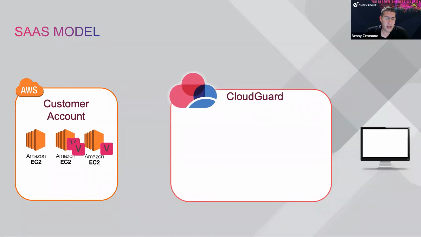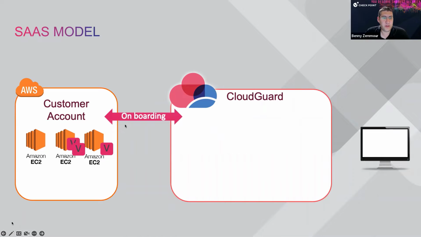I will focus on the SaaS model. This is what is working now, and we already have customers that are using it. The SaaS model means that all the scanning is on our side. On the left side we can see a customer's account with some VMs, each VM has some volumes with data, and we want to enable this feature.